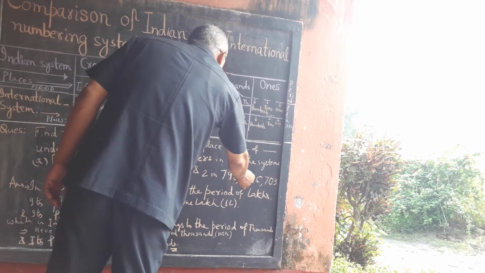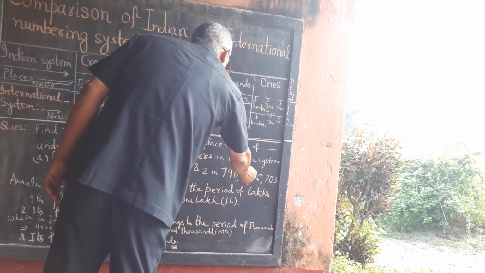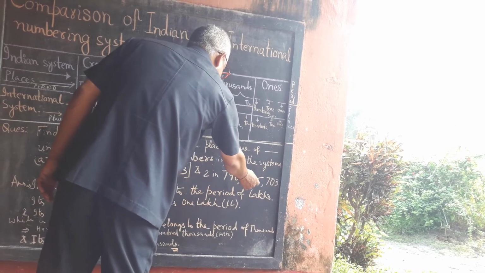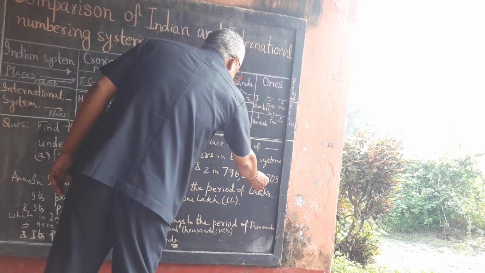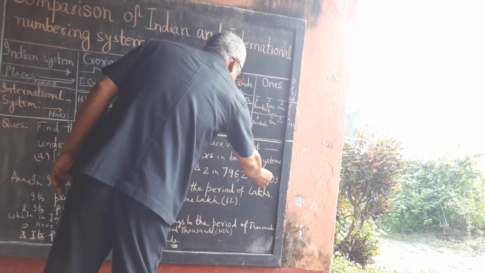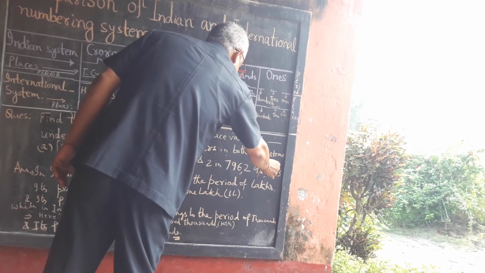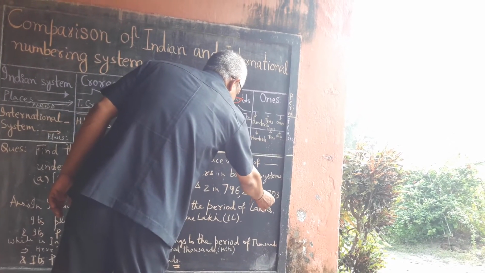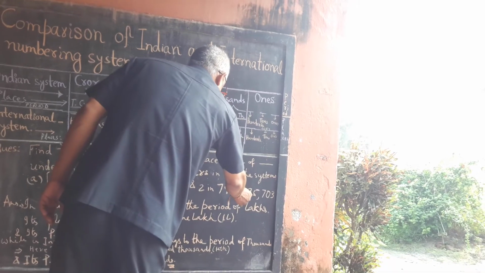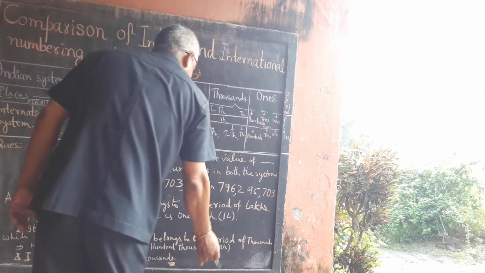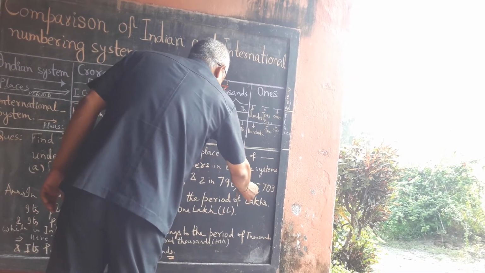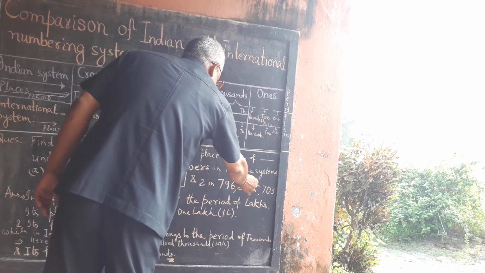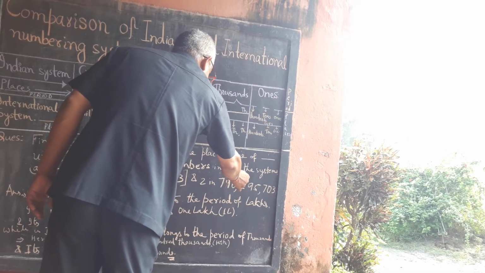So how would you recognize whether the given number is in international system or Indian system? It is with the help of applied comma. If this comma from right side starts taking place after 3 digits, then obviously it is in international system. So it will be read as ones, tens, 100, 1000, 10,000, and this one 100,000.